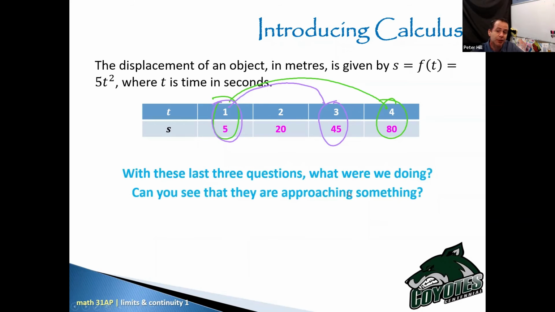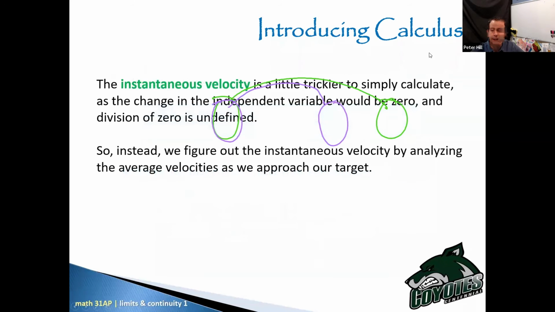With these last 3 questions, what were we doing? I just answered that. We were approaching 1. The instantaneous velocity is a little trickier to simply calculate, as the change in the independent variable would be 0 and division by 0 is undefined. So what we do instead is we approach it, okay? Now, I'm actually just going to draw you a quick little picture before we move on, just so that you can get an idea of what I'm doing.